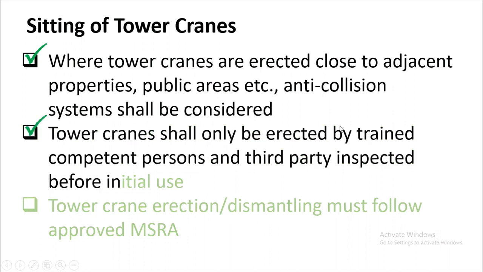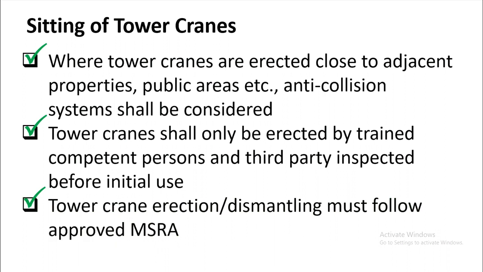Tower cranes shall only be erected by trained competent persons and third-party inspected before initial use. So, for example, you erected the tower cranes. You cannot immediately use those tower cranes unless they have been third-party inspected, and make sure that you have an inspection certificate from the third party. And of course, all erectors involved in the tower crane erection should be trained competent persons.